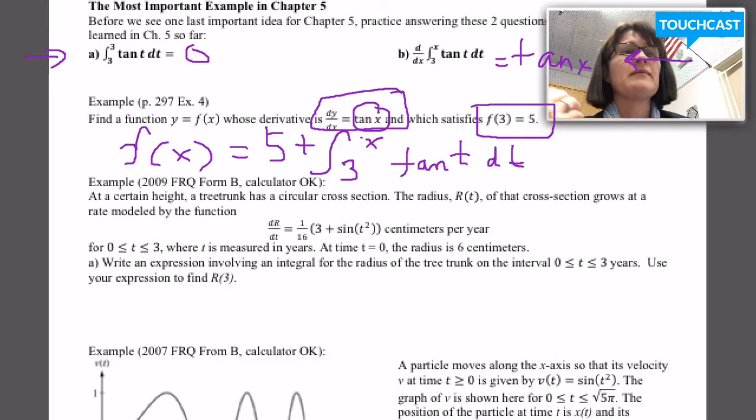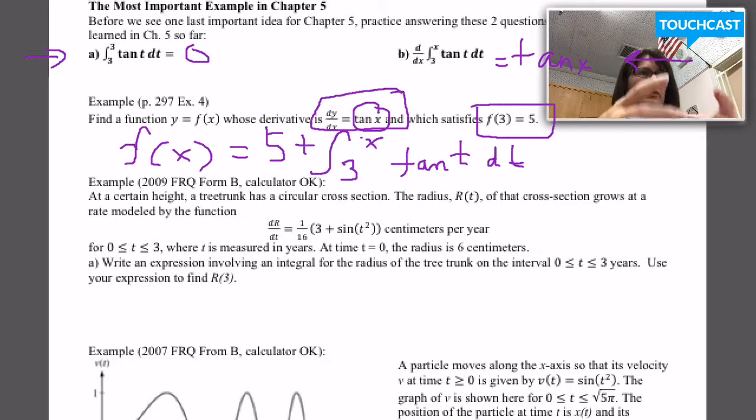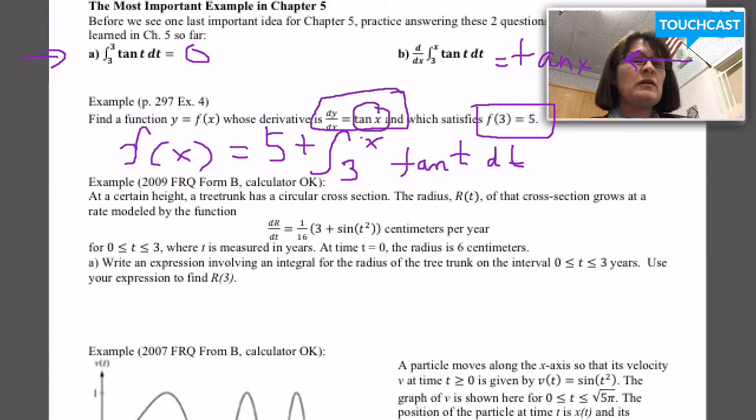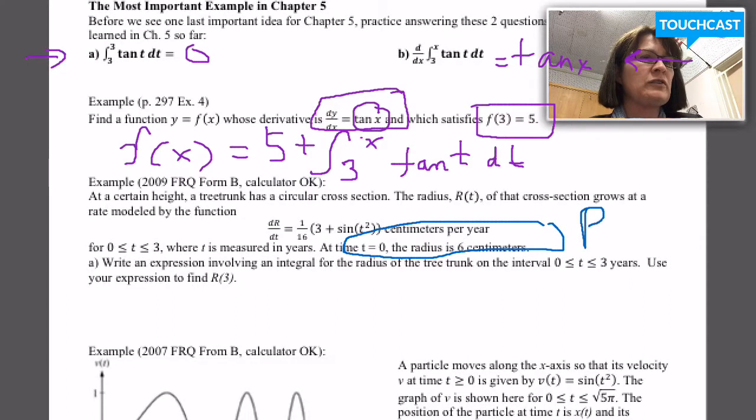Okay, so try this one. I have a tree trunk, and I know the rate at which the radius of the tree trunk is changing. So tree trunk, right, over the years, probably it's getting wider and wider. So I know that when time is 0, the radius is 6. Oops, I need a pen. When time is 0, the radius is 6. And capital R is the radius function. So that tells me that R of 0 equals 6.